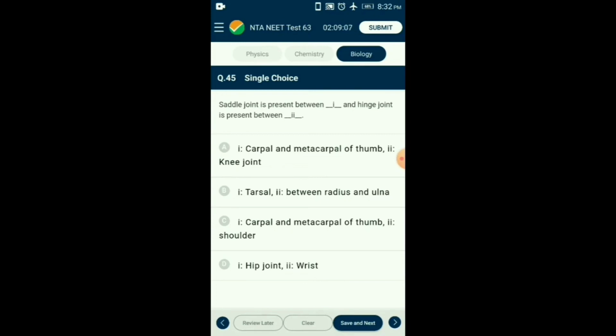Pivot joint is found between radius and ulna. Ball and socket joint is found in shoulder. Gliding joints are found in wrist bones. So the answer for this question is option A. Saddle joint is present between carpals and metacarpals of thumb. Hinge joint is present in the knee joint.